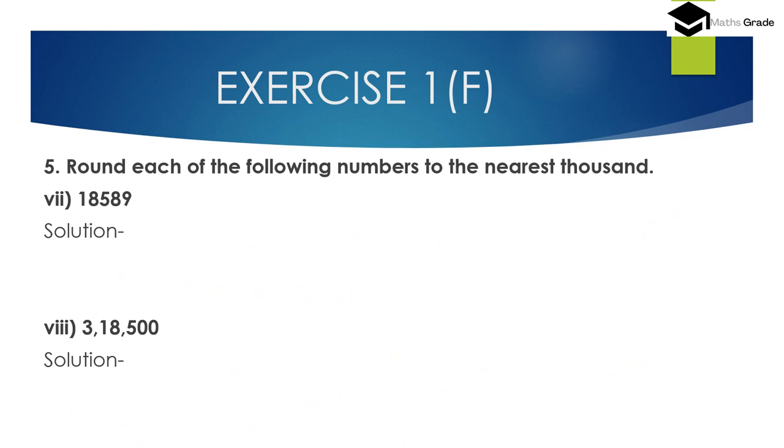Now question number 7th bit, 18,589. We have to round up this number 18,589 to the nearest 1000. When we round up any number to the nearest 1000, we first look at the hundreds place digit. Here the hundreds digit is 5, and 5 is equal to 5, so we have to add 1 to the thousands place digit.